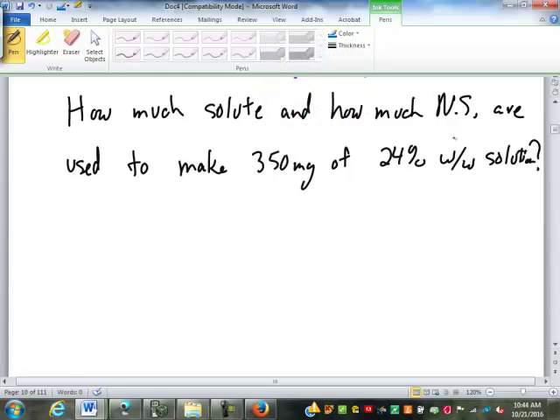So 24%. Again, I could use 0.24 or I could use 24 over 100. Either way works. I want to do 24 over 100 because now I can look at the 24 represents the amount of my solute. The 100 represents my total weight.